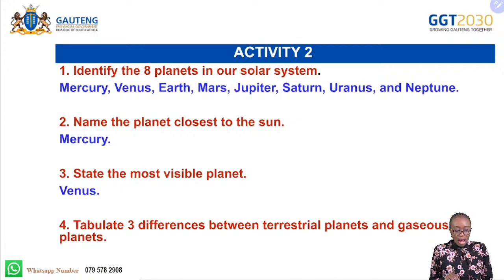And number 4, tabulate the differences between terrestrial planets and gaseous planets. The table is on the next slide. I'm going to give you 2 minutes to copy down the corrections for the first 3 questions, and then we will move on to the solution for question number 4.